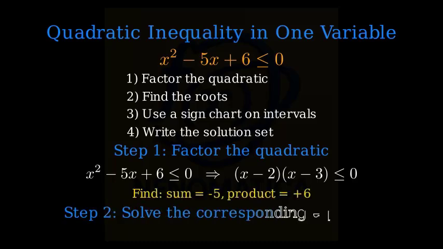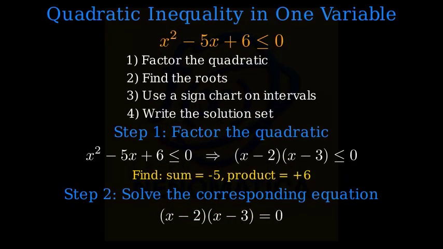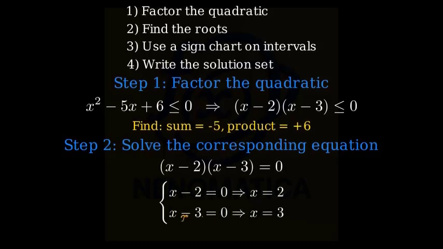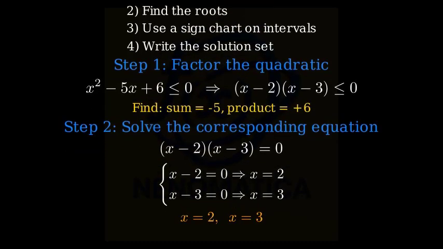Step 2. Find the roots of the corresponding equation. Set each factor to 0. x minus 2 equals 0 gives x equals 2. x minus 3 equals 0 gives x equals 3. These are the boundary points.